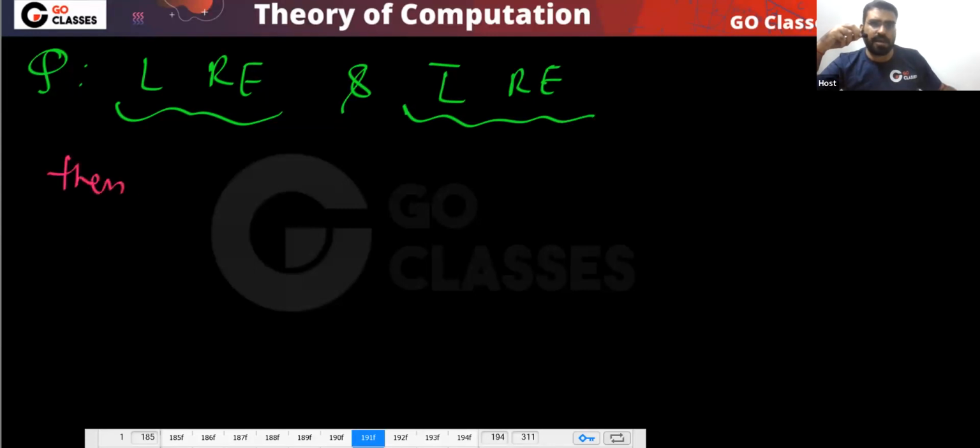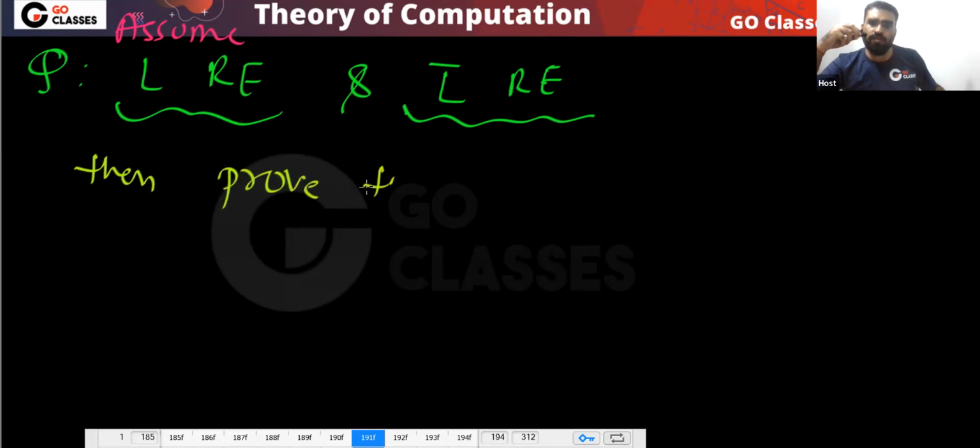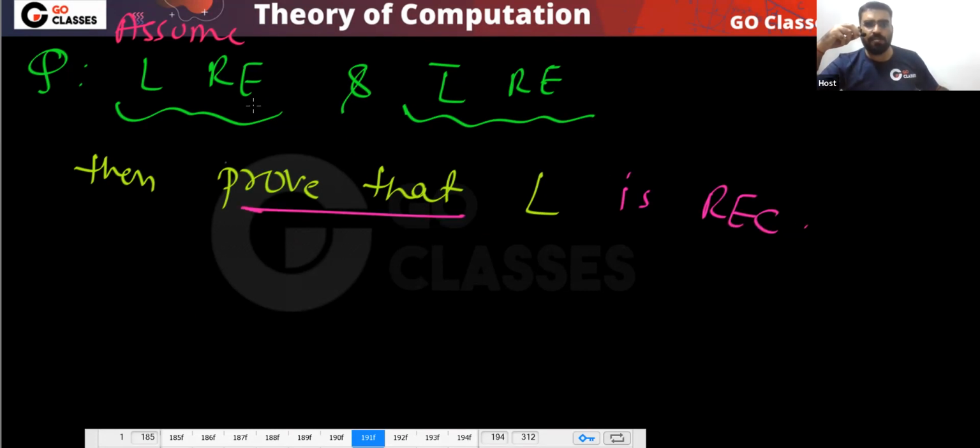Assume L is RE and L complement is also RE. Then prove that L is REC. This means if a language and its complement are both recursively enumerable, if you have a Turing machine for the language and a Turing machine for the complement, then that language is recursive.